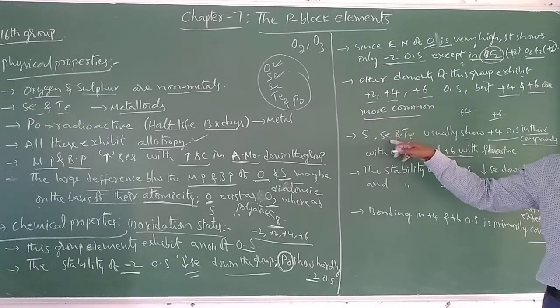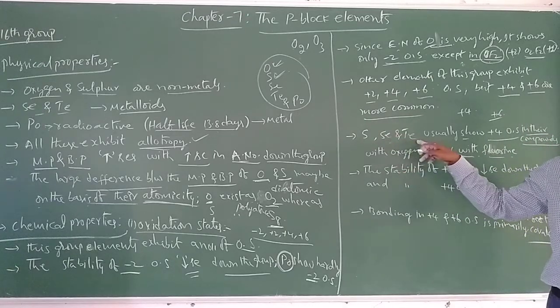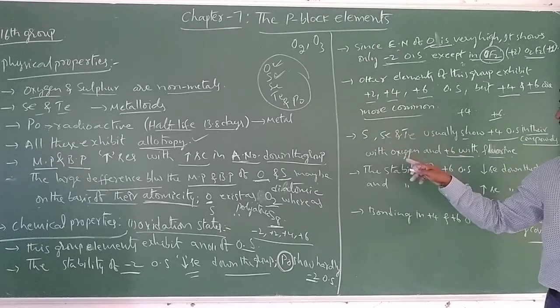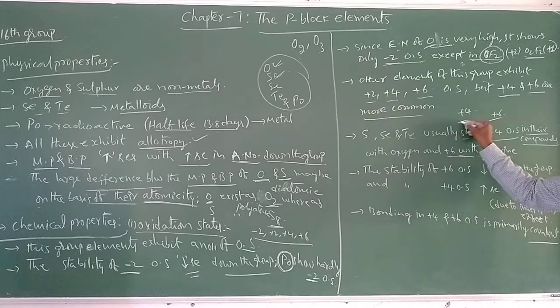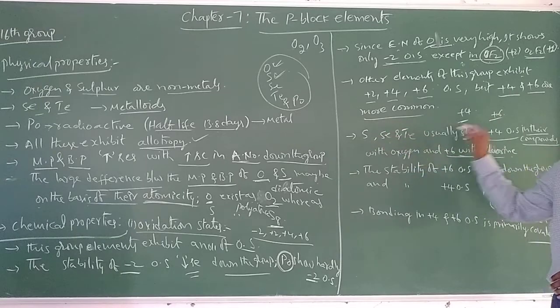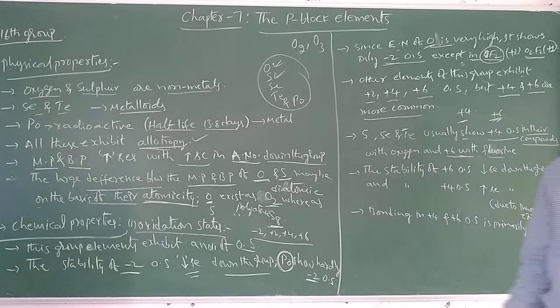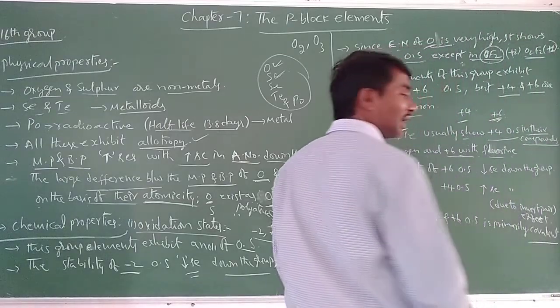Sulfur, selenium, tellurium, all these when combined with oxygen show a +4 oxidation state. When combined with fluorine, they show a +6 oxidation number. Some examples you will also see in their structures.